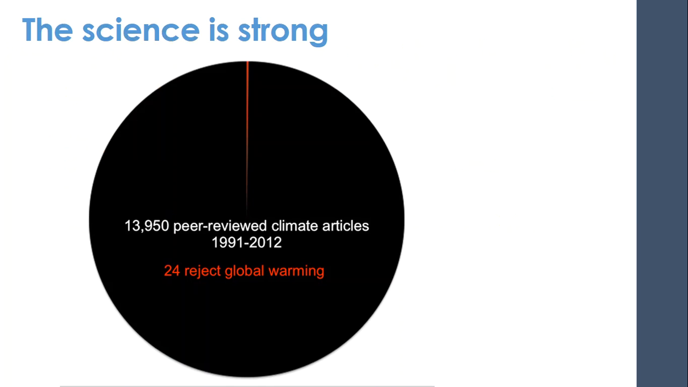Again, this is a little pie chart showing that between 1991 and 2012, there were about 14,000 peer-reviewed climate articles. Only 24 of those reject global warming. There is a narrative out there that scientists are squashing debate. Scientists love debate. I'm friends with a lot of climatologists. They love to debate each other about things. It is not that the anti-climate change argument is being squashed. It's that there really isn't any scientific evidence for it.